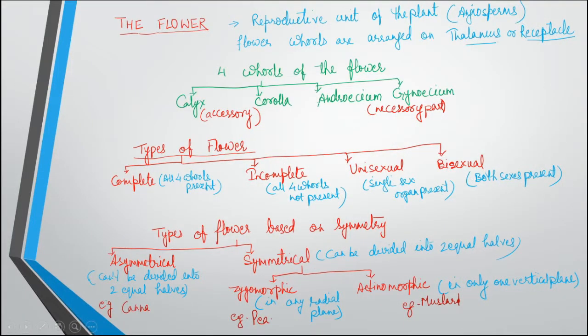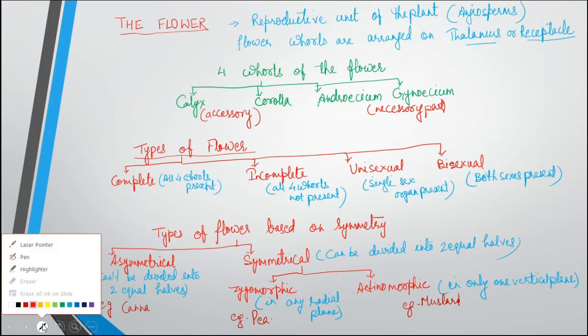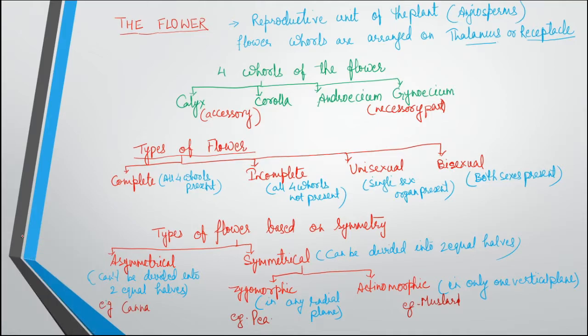The most fascinating structure of the plant is the flower, which participates in the process of sexual reproduction, and it appears when the plants undergo maturation and enter into the flowering, that is the reproductive phase. Now this is found only in angiospermic plants. The floral whorls are arranged on the thalamus. The flower base is known as the thalamus or receptacle.